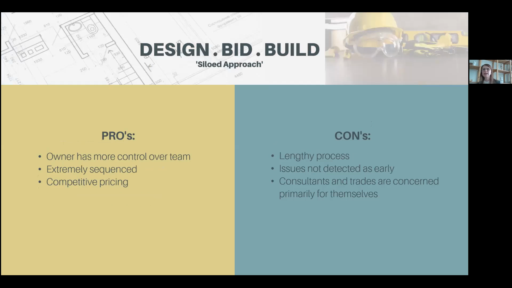Let's move on to design, bid, build. As I mentioned, this is the siloed approach, so everything happens very sequentially. You have the designer do the design, then it goes out to tender or bid. And so you get the pricing for the design, and you generally get maybe 2 or 3 or 4 different bids from different companies. And then you decide which price you like the best. Do you want the cheapest? Do you want the most expensive? Do you want somewhere in the middle? And then once the job is awarded to the contractor, the building starts.